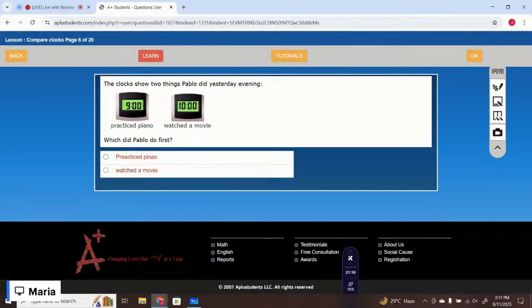The clock shows two things Pablo did yesterday evening. Which did Pablo do first? Practiced piano. Option number 1 is the correct option.